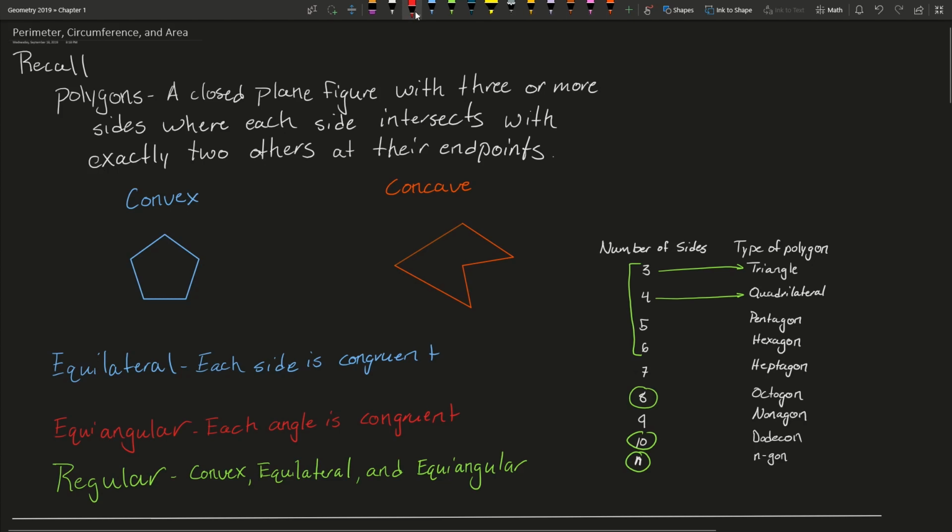Convex polygons means that if we extend each of the sides, none of these lines contain any points in the interior. Concave means the opposite. So if we were to extend each of these lines, one of these sides will have a point in the interior.